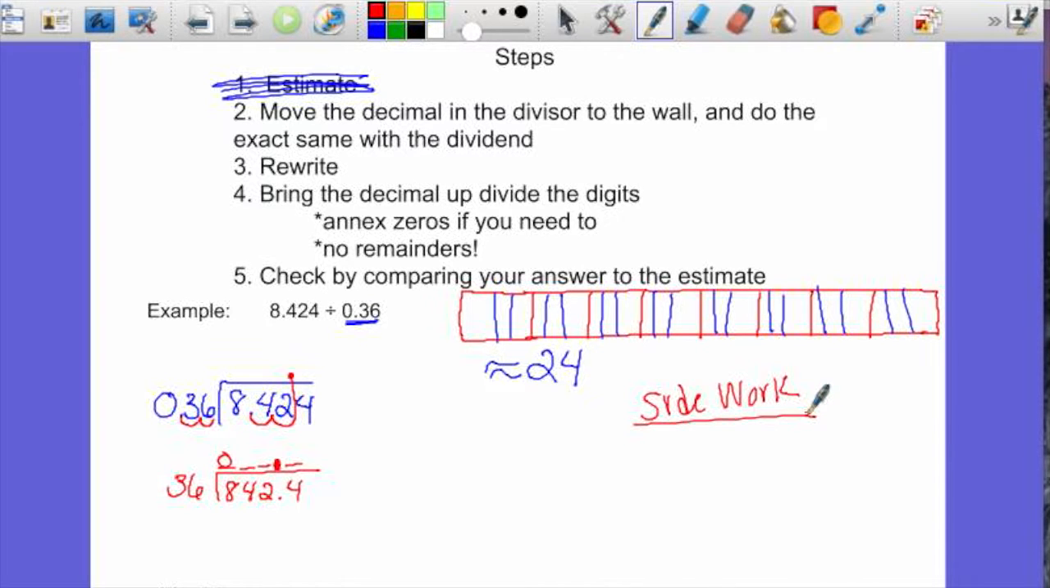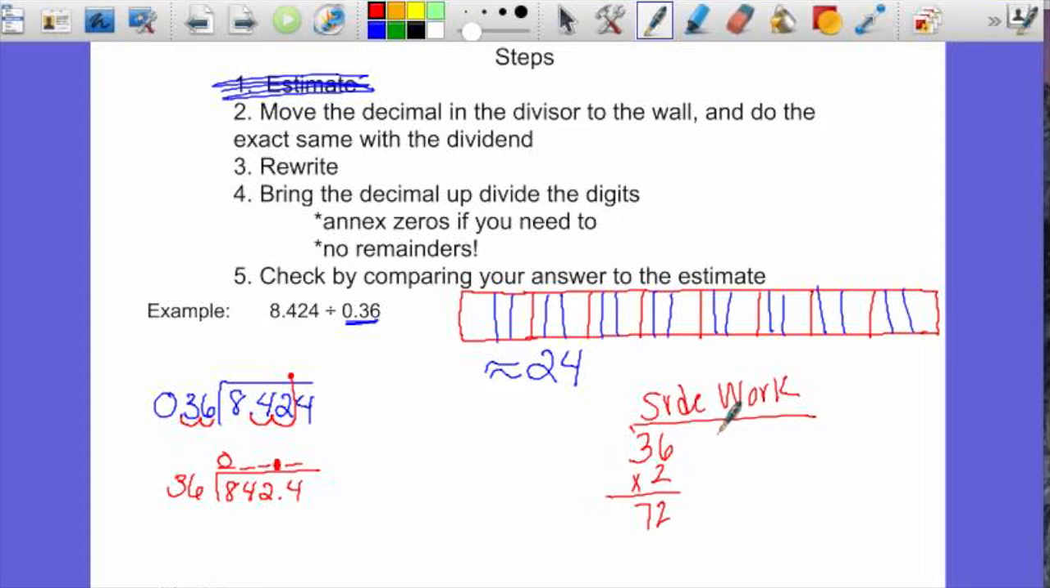Now we have to pick 36. How many times does it go into 84? Maybe 2, maybe 3 times. So always check what you're doing here. So 2 times 6 is 12. 3 times 2 is 6 plus 1 is 72. Okay? So you could stop there and go, yep, that's 2 and 3 won't fit.